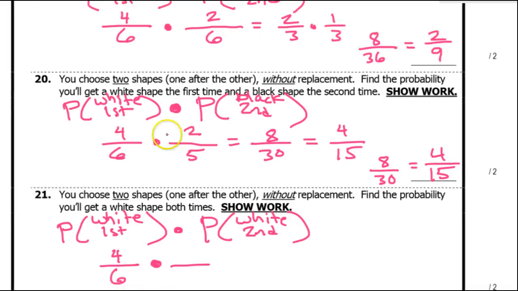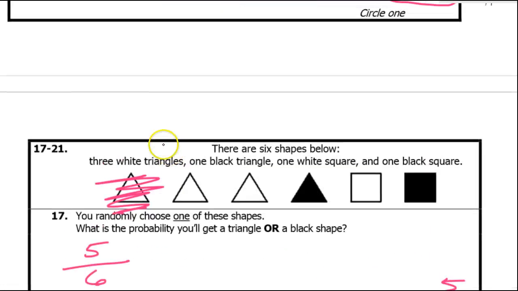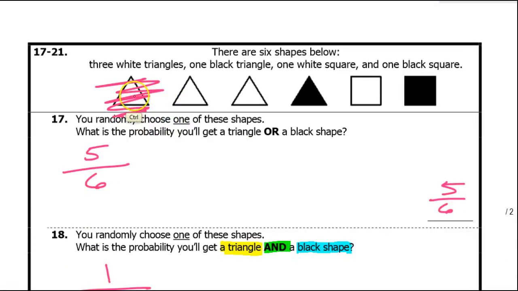So, did it say white triangle? Okay, what's the probability of getting a white shape both times? Doesn't really matter which one it is. So if we drew a white shape, let's imagine it was this triangle. Now that's gone. So now what's the probability of getting a white shape now?